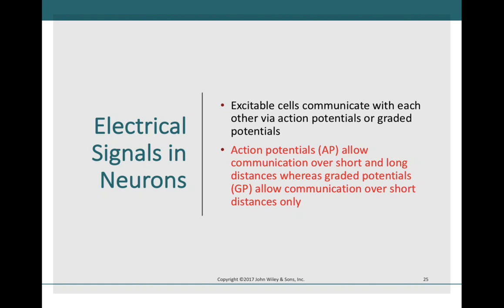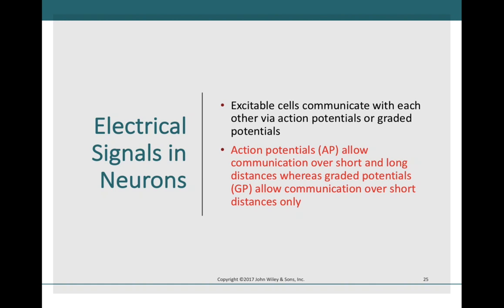Action potentials are just signals that can be sent from cell to cell. And there's actually two versions of signals that our cells can use. We have action potentials or graded potentials. Action potentials can be sent over a short distance or a long distance, while graded potentials can only be sent over a short distance.